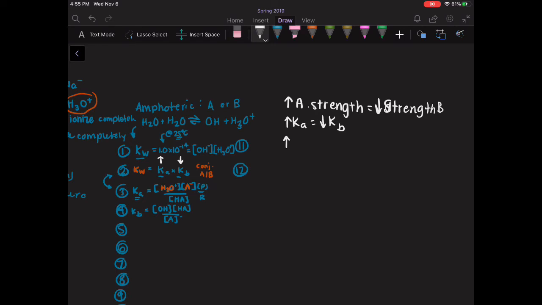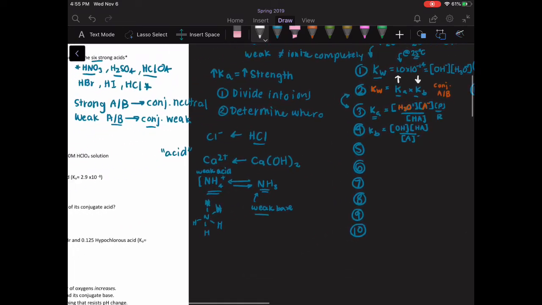Similarly, if I have a stronger base, I'm going to have a weaker conjugate acid. And that's why when you have something like NaOH, this is so strong that its conjugate is neutral. It has no tendency to take hydrogens.